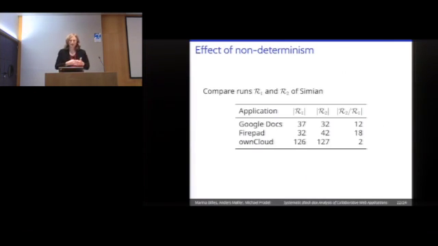So the output of Simian is non-deterministic because it just executes each multi-client interaction once without care for different interleaving. So here we compare how big the influence of the non-determinism is. We have two runs, R1 and R2 of Simian using the same inputs. For all applications, we see that between the two runs, the number of reported inconsistencies is very similar. And we see that for Google Docs and Firepad, between the two runs, about half of the inconsistencies are actually different inconsistencies that we did not find in the other run. Whereas for OwnCloud, we find that the inconsistencies that get reported are very stable.